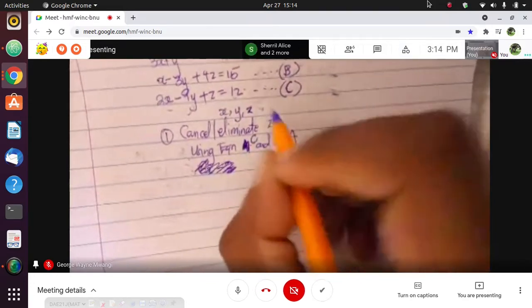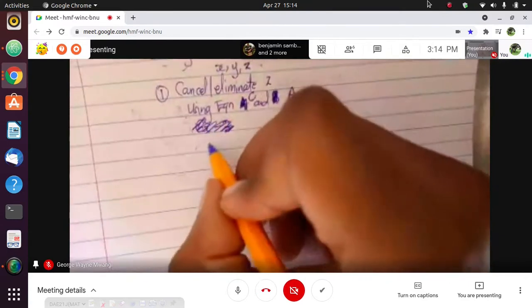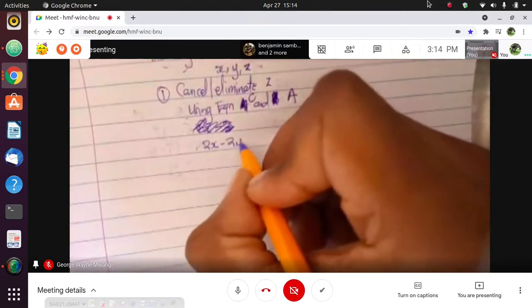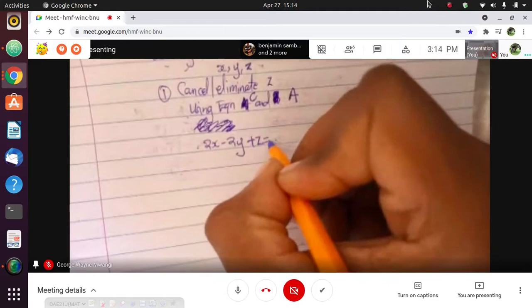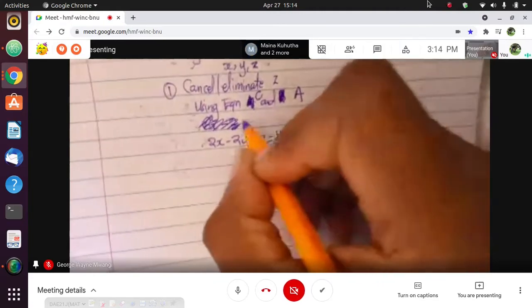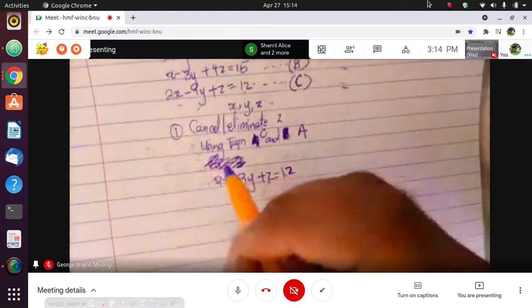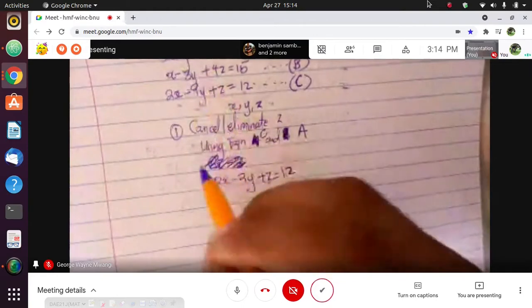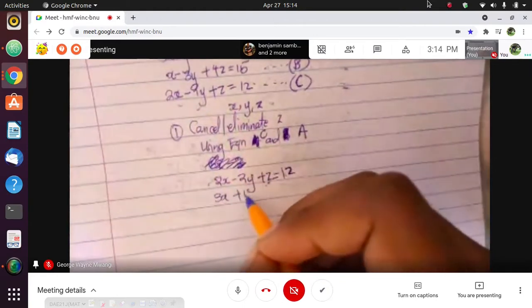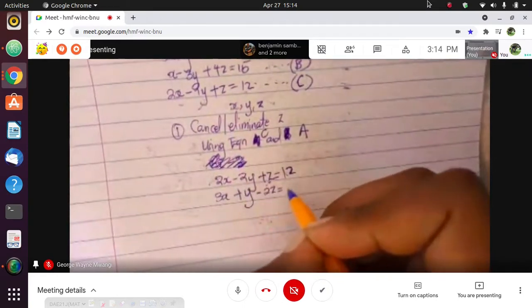C and A. C is 2x minus 2y plus z is equals to 12. Always eliminate the variable whose coefficient is 1, it will be your easiest value to eliminate. And A, which is 3x plus y minus 2z is equals to 7.